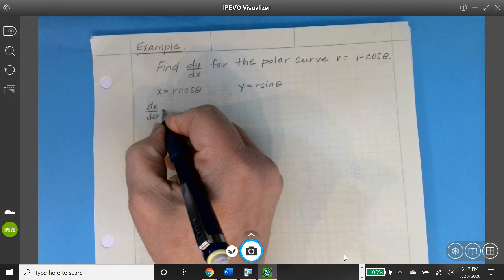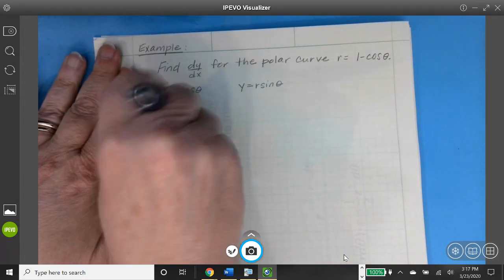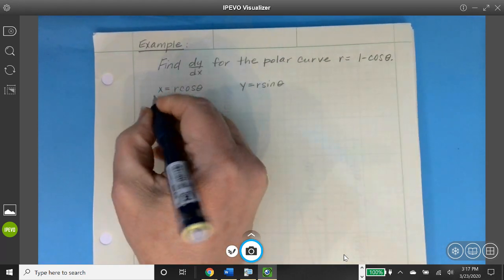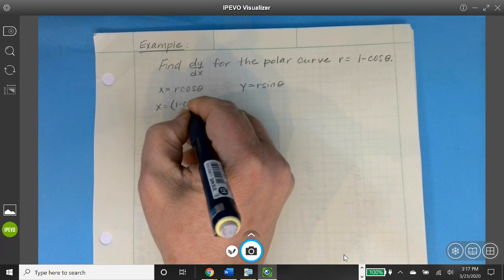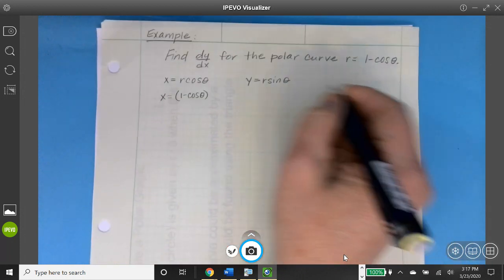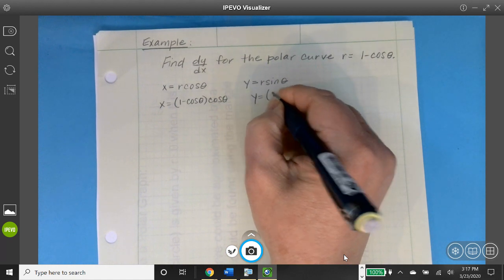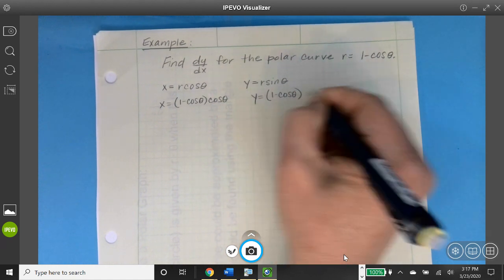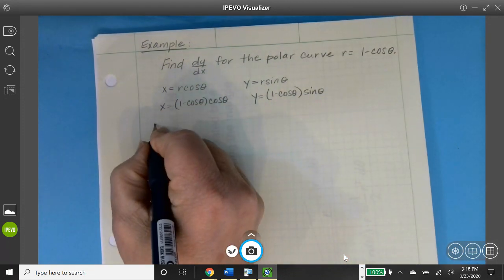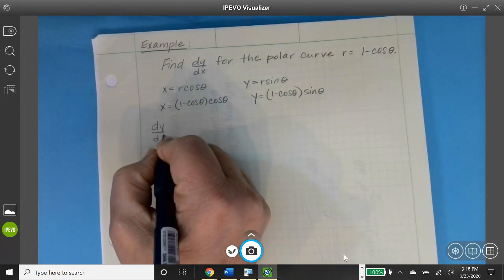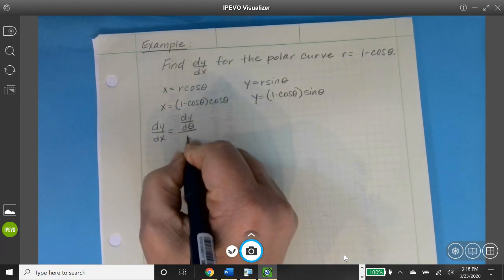Well, dx d theta is just the product rule. Well, hold on, I'm sorry. I'm going to do one more step so you can see. So x is what? What is r? R is a function of theta, so it's going to be 1 minus cosine theta times cosine theta. And y is going to equal r, which is 1 minus cosine theta times sine theta. All right. And dy dx is equal to dy d theta over dx d theta.